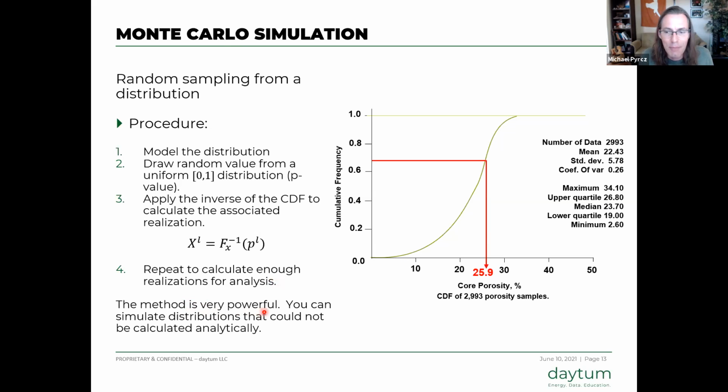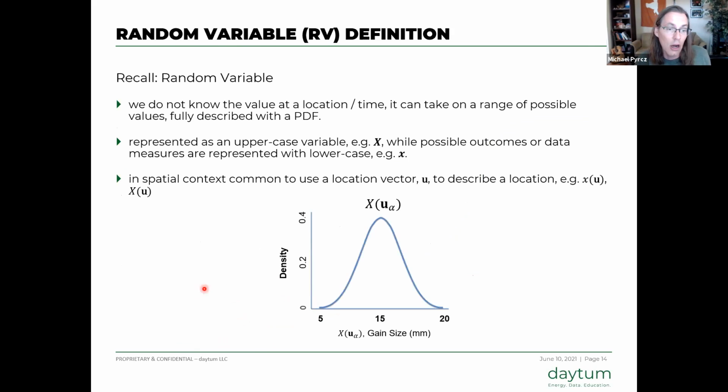The method is very powerful. You can go back historically, Manhattan Project and other places. These types of methodologies were critical to solving major engineering and science challenges. You can simulate distributions that could not be calculated analytically. What do we mean by that? We can build uncertainty models we could not have built otherwise. Now let's go ahead and walk through a couple of definitions, and then we're going to justify my statement that it's powerful and we need it.